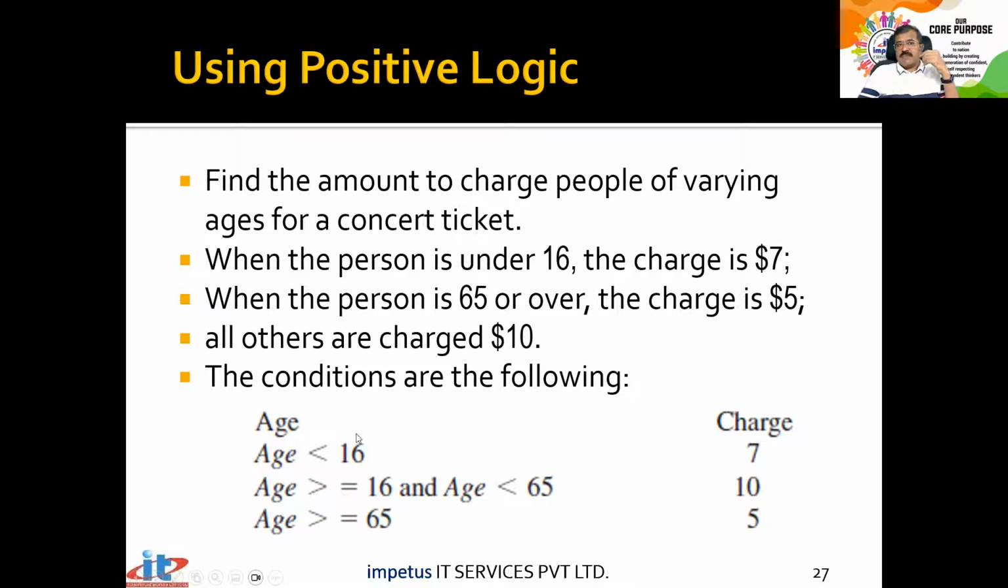Have you noticed something? Less than 16 है यानी kids है, in that case $7. Adult है between 16 to 65, then $10. And for senior citizens it is $5. Can you see the difference now? Three conditions here. For kids and for adults, the charges are different. For senior citizens, charges are different. And for all adults, charges are $10.